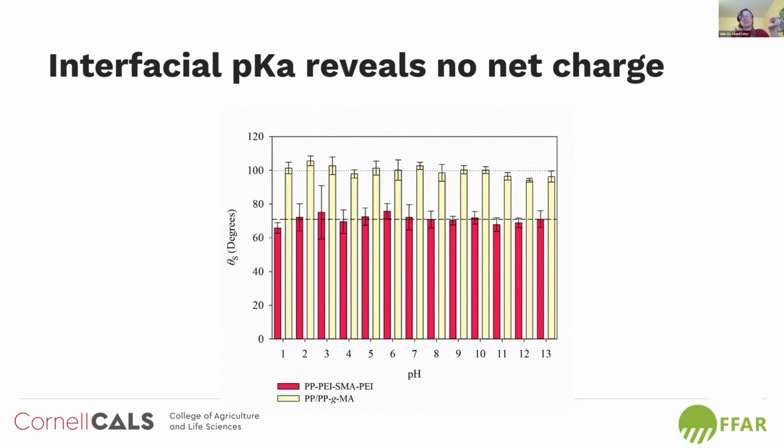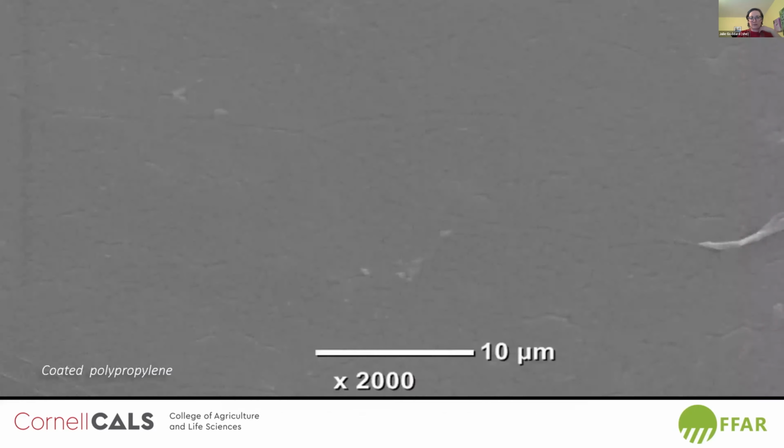So the fact that we're looking at flat lines, aside from the fact that this is thousands of data points collected by a student, it basically tells us there is no net charge on the surface. That's a big deal in terms of showing that there's unlikely to be a conditioning layer that could then promote fouling.